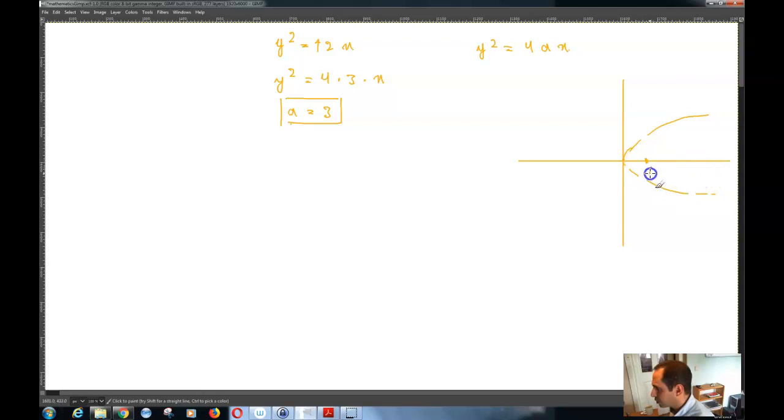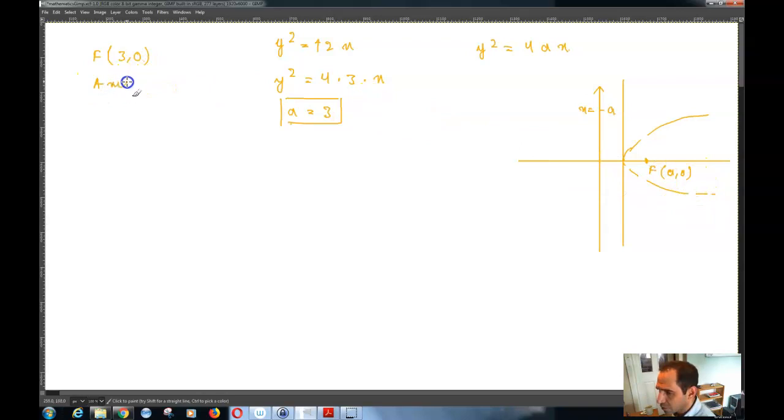and my focus F is over here, at a comma 0. My directrix is over here as x is equal to negative a, and this axis is the axis of the parabola, and this is the directrix, and so on and so forth. So now the coordinates of the focus of this parabola are F with coordinates a comma 0, which is 3 comma 0, and then you have the axis of the parabola.